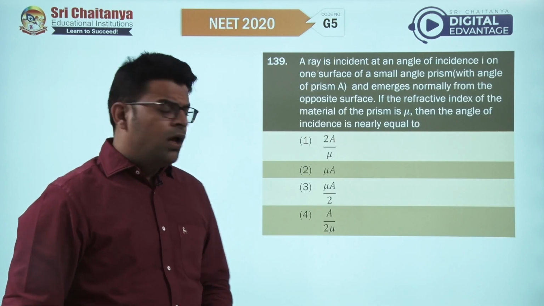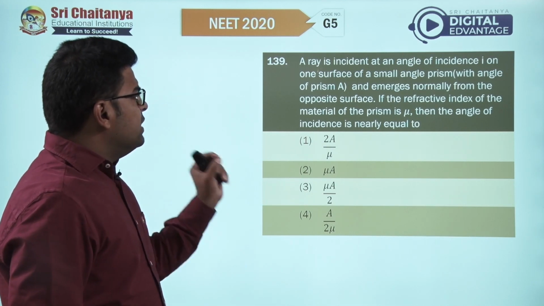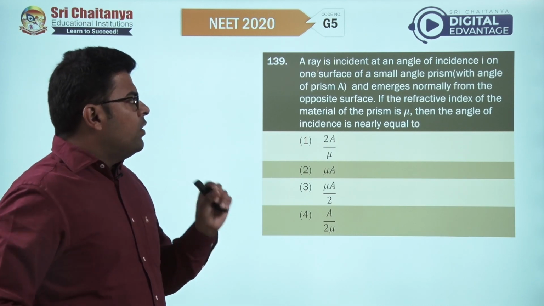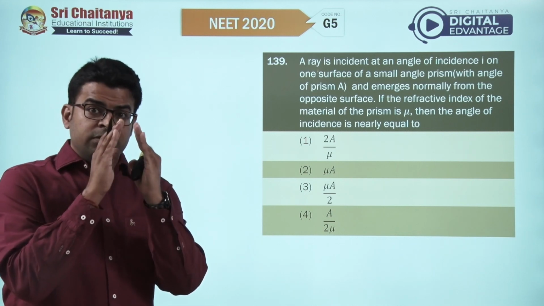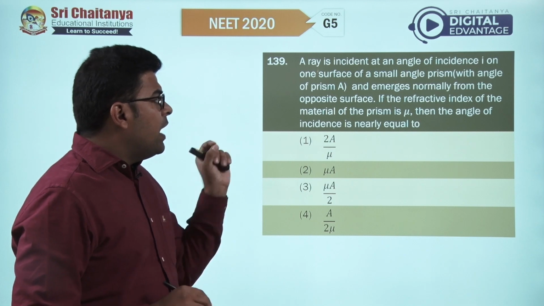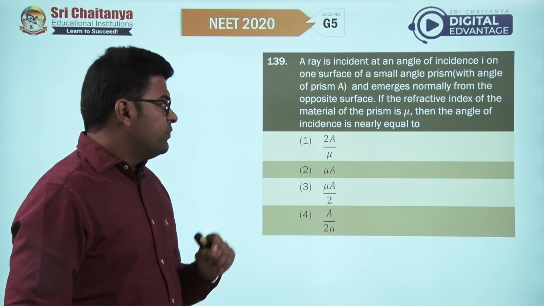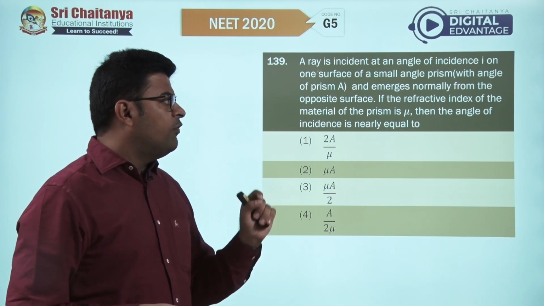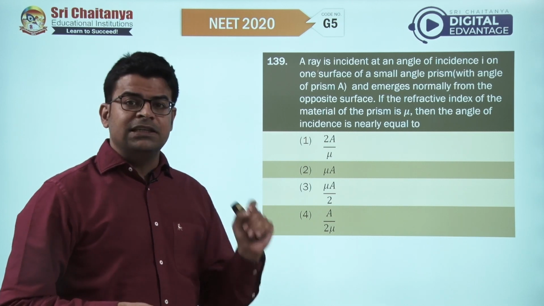Next question. A ray is incident at an angle of incidence I on one surface of a small angle prism. So the prism is a thin prism with angle of prism A and the ray emerges normally from the opposite surface. If the refractive index of the material of the prism is mu, the angle of incidence is equal to.